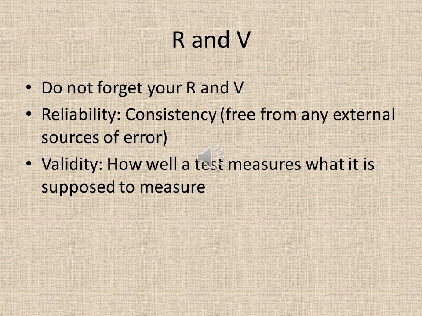It's also very important and necessary to refer to R and V. So what is R? R refers to reliability. Reliability, which means also consistency, and this involves that the exam is free from any external source of error. The other aspect is called validity, and it means how well a test measures what it is supposed to measure.